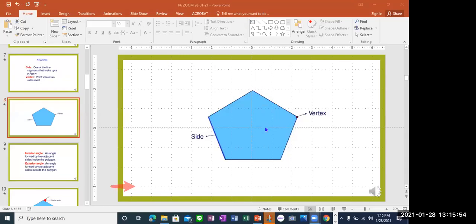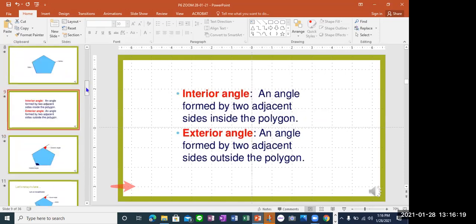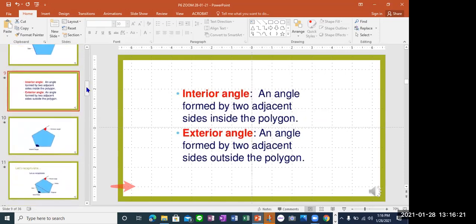As you see on the screen, there is a pentagon, a polygon which has 5 sides that we learned last meeting. And it also has 5 vertices and 5 interior angles and exterior angles. So that is your polygon pentagon. Now let's talk about the interior angle.